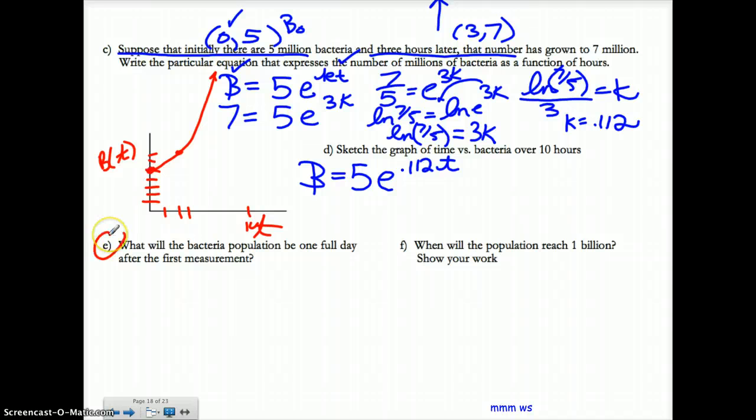So it says, what will the bacteria be 1 full day after the first measurement? Well, 1 full day, I'd go put in a 24 for t. It's very straightforward. Last up here, it says, well, when will it reach 1 billion?